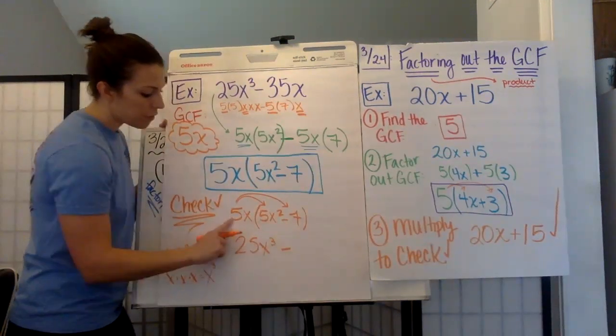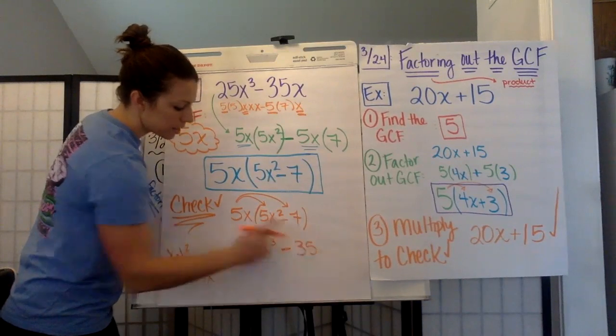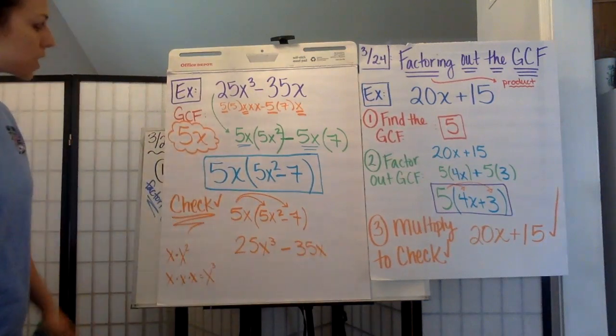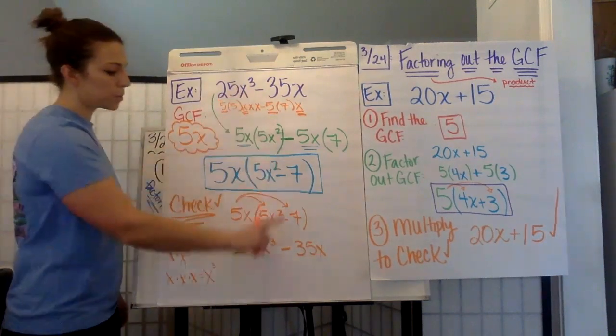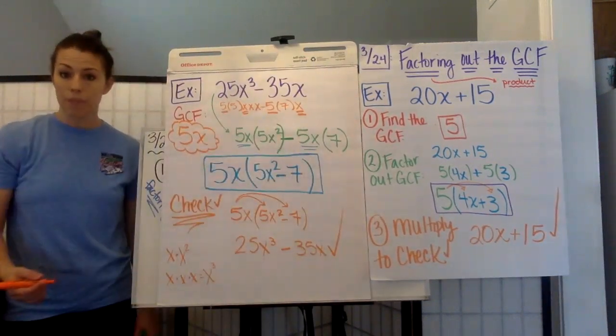Maintain the subtraction. 5 times 7 is 35 times x, 35x. Let's see, is that what we started with? 25x cubed minus 35x. Check. We know that we factored it correctly.